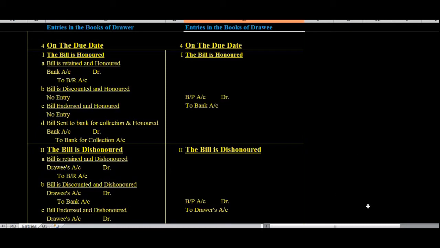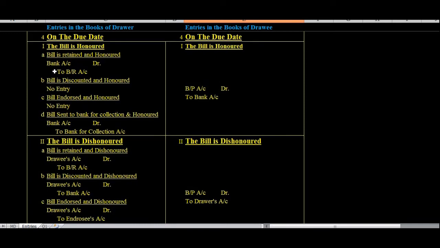Let's look at the first option. What would happen if the bill is honored? 4 options. Yes, obviously, the bill is retained and honored. Money comes in, bill goes out. Bank account debit to bills receivable account.